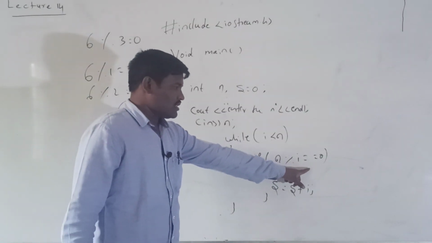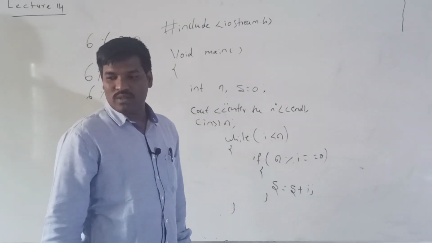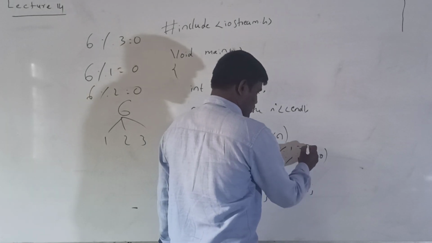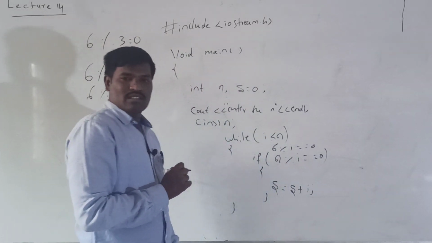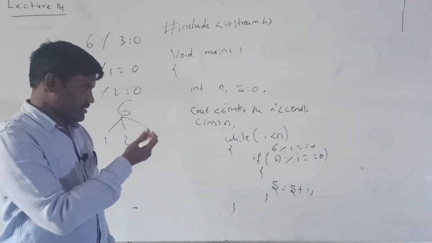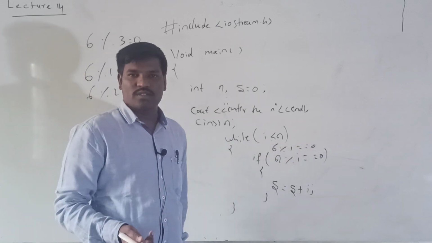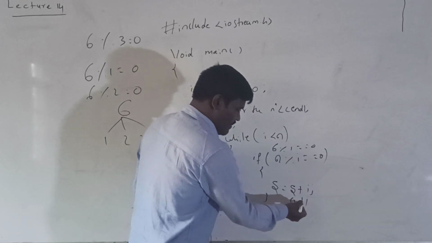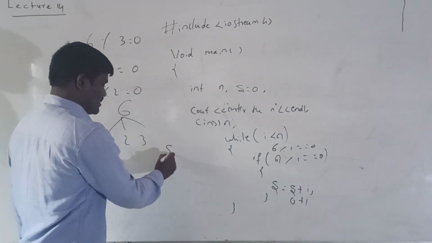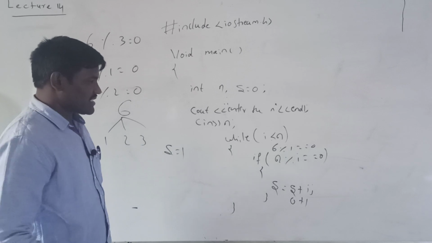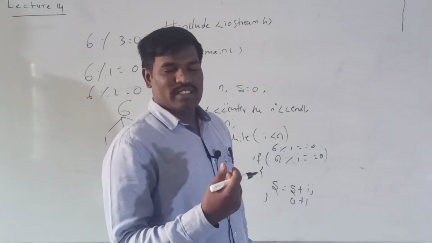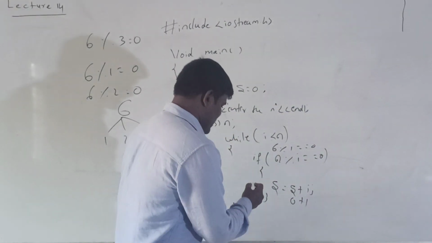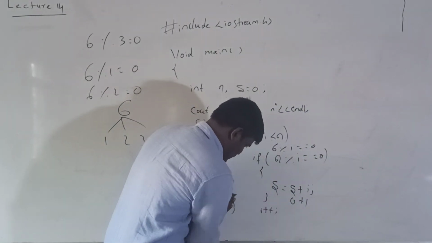n mod I is equal to 0. It means that 6 mod 1 is equal to 0. 0 is equal to 0. The condition is true. Initially sum value is 0. 0 plus 1, 1 is stored in s. So s becomes 1. Next, after checking the condition the I value will be incremented. It becomes 2. That's why I can write I plus plus.